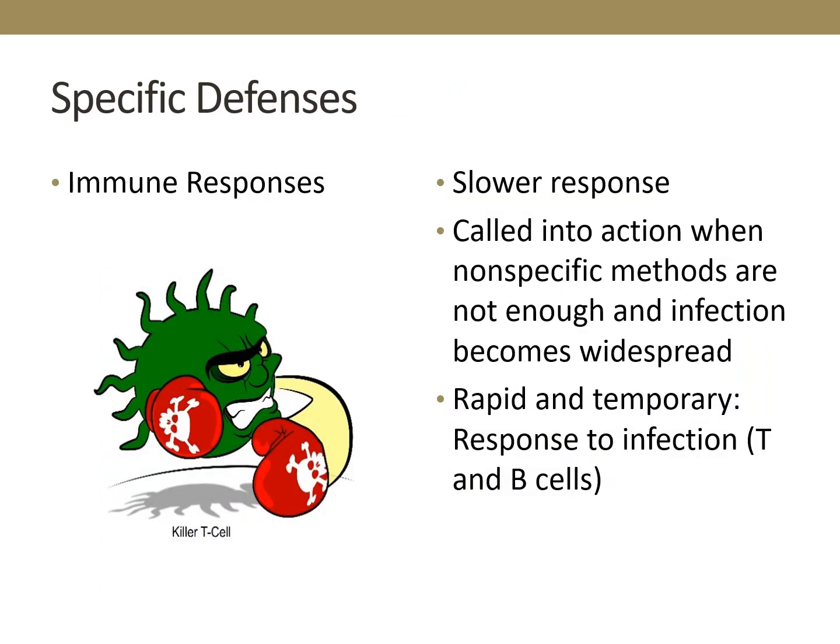Let's talk about immune responses, which is a specific defense, for a minute. They're slower to respond, and the reason is because they're not called into action until the non-specific methods are tried and failed, and the infection starts to become widespread. They're rapid and temporary. It's a third line of defense. It relies on T cells and B cells. Some of those cells produce antibodies, and other of those cells, like the killer T cells, actually kill the pathogen.